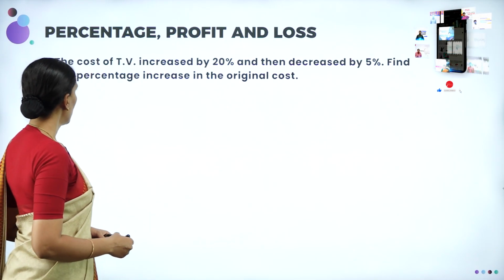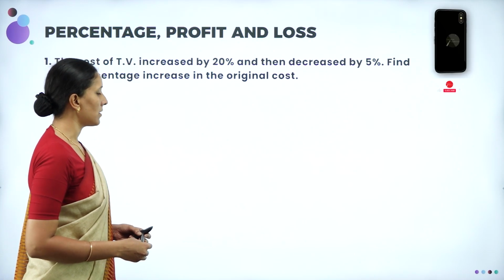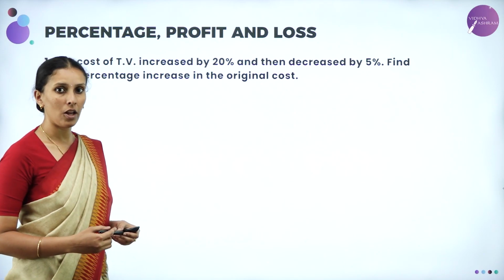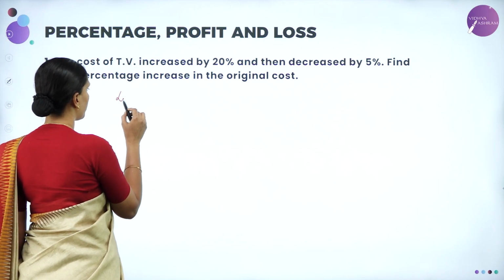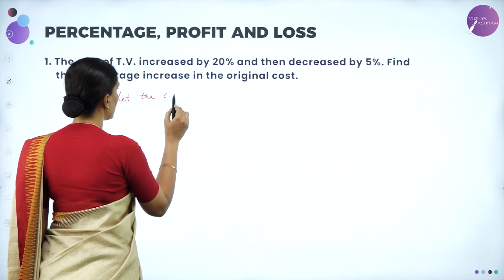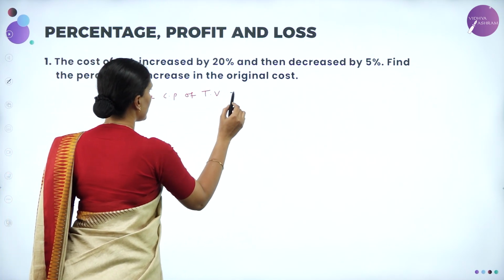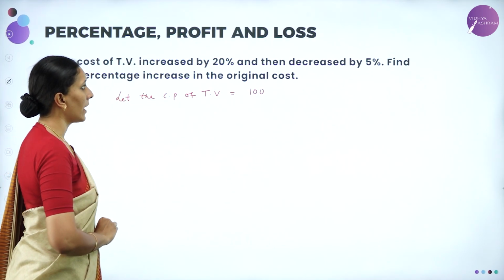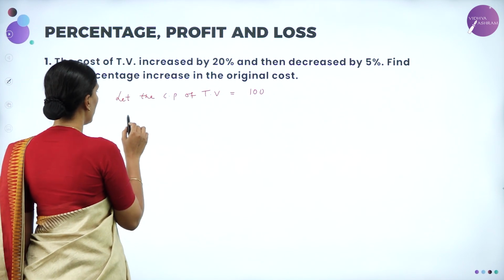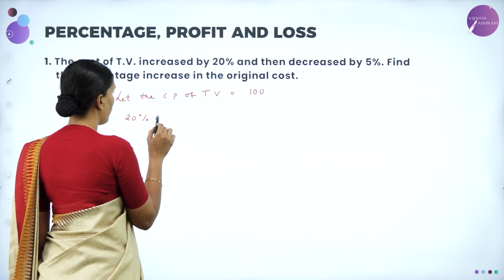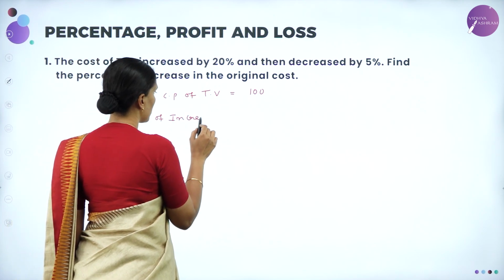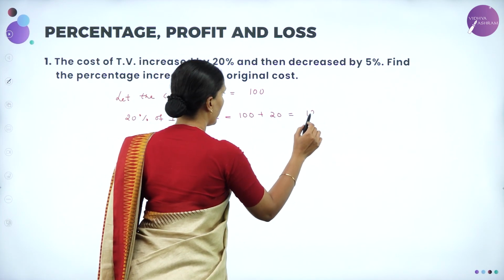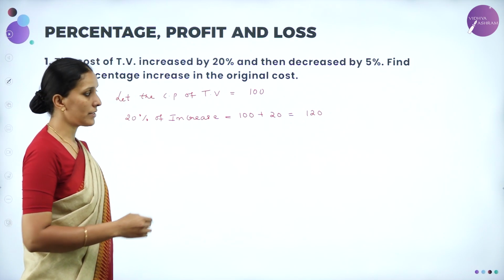So the first question is, the cost of a TV increased by 20% and then decreased by 5%. Find the percentage increase in the original cost. So here, let the cost price of the TV be equal to 100. Since the cost of the TV is increased by 20%, the 20% increase is nothing but 100 plus 20, which is equal to 120. So that means the new cost price is 120.